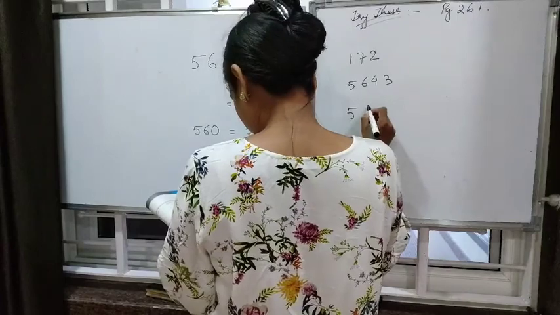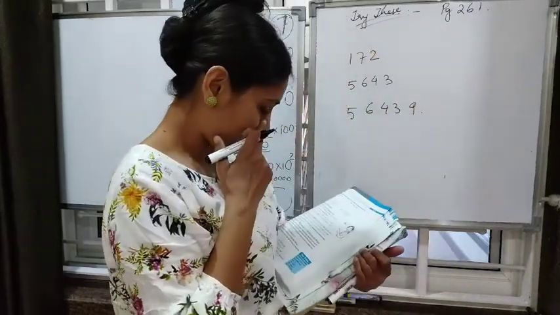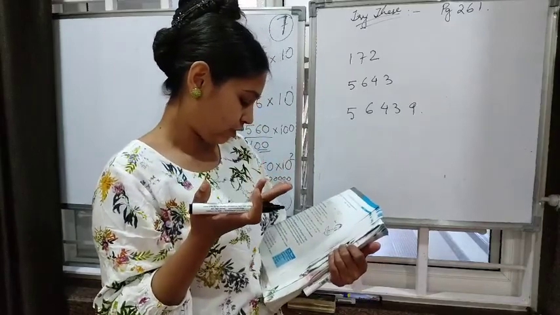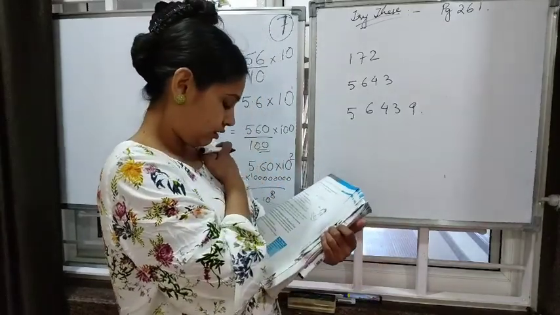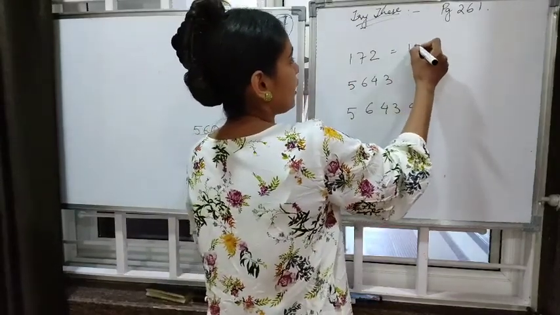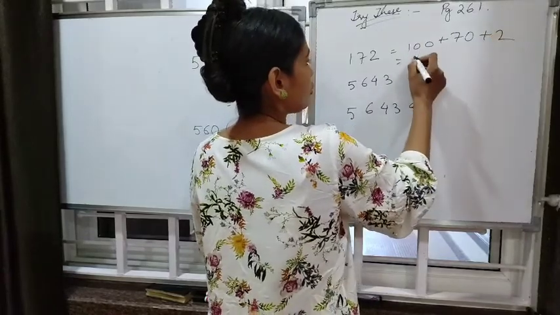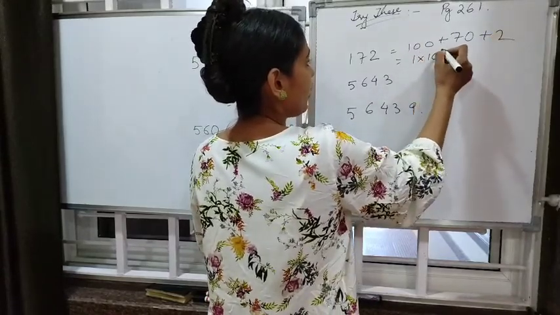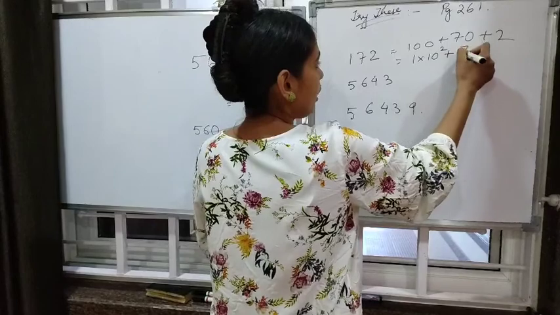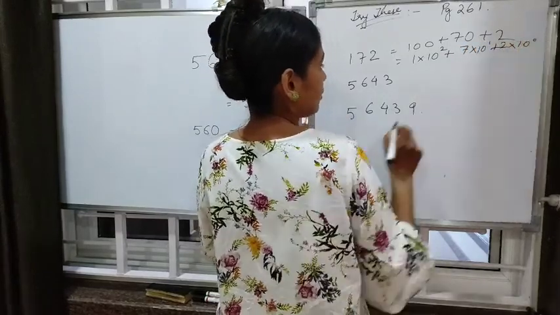There are 4. We are doing 3. Now I'll read the question for you all. Expand. We have to expand by expressing in the exponential form. So very simple. This becomes 100, this becomes 70, this becomes 2. So this becomes 1 into 10 to the power 2, 7 into 10 to the power 1 and 2 into 10 to the power 0.